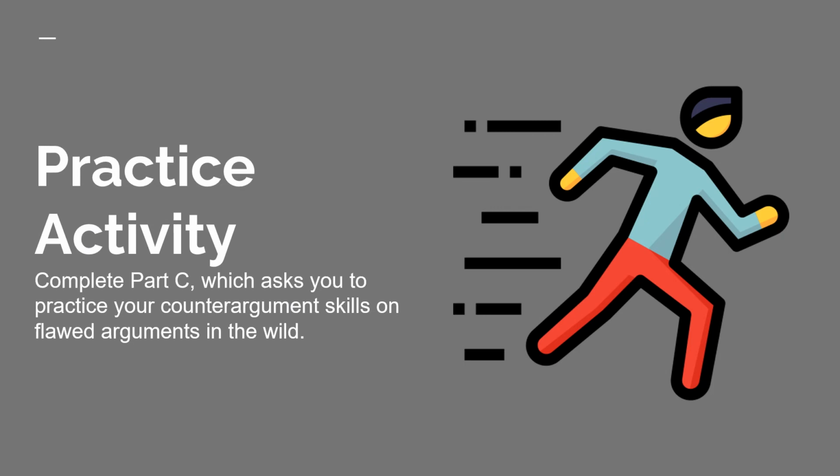And to close out this lesson, go ahead and complete Part C, which asks you to practice your counterargument skills on flawed arguments in the wild. Once you've finished Part C, you're finished with this lesson.